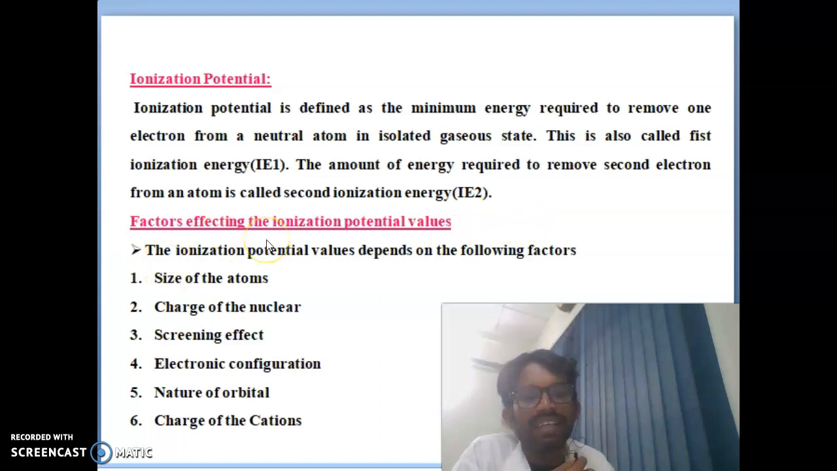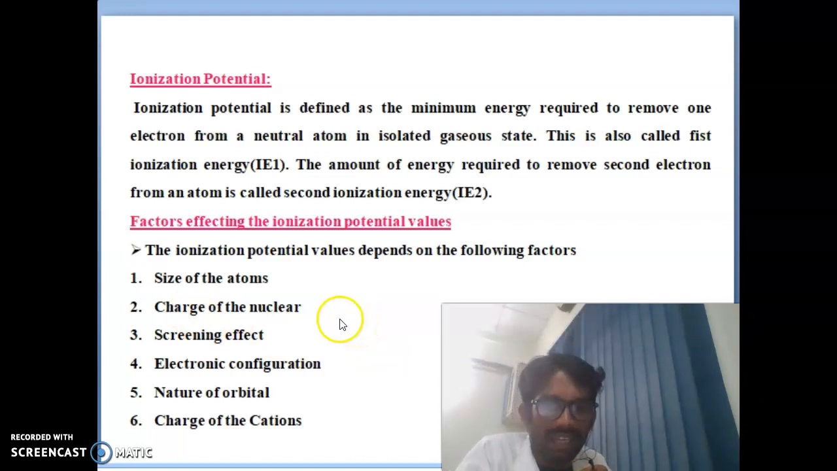What are the factors affecting the ionization potential values? The factors are: first, the size of the atoms; second, the charge of the nucleus; third, the screening effect; fourth, electronic configuration; fifth, nature of orbital; and sixth, charge of the cation. These are the factors affecting the ionization potential.